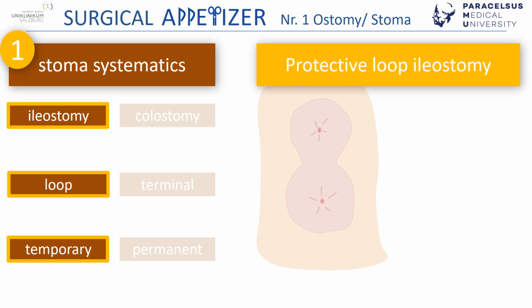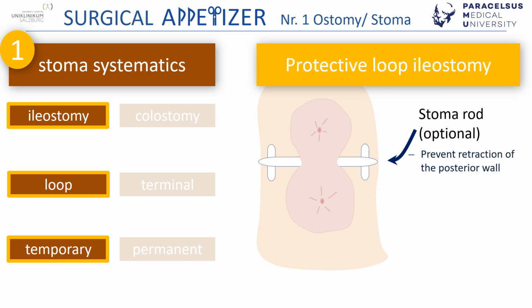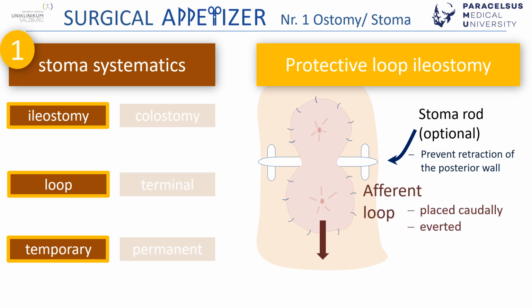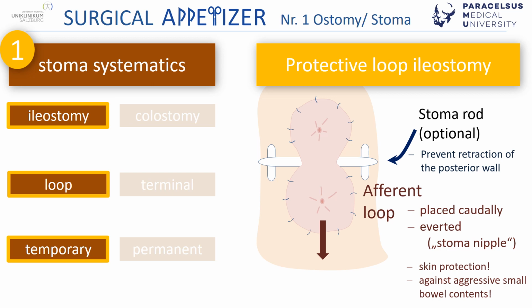This gives you an idea how an ileostomy is created. The use of a stoma rod is optional to prevent the retraction of the posterior wall. A little bit controversial whether to use it or not in ileostomy. This is how the loops are sutured to the skin. The afferent loop is placed caudally and performed in an everted fashion. We call it also a stoma nipple. This is done for skin protection against the aggressive small bowel contents.